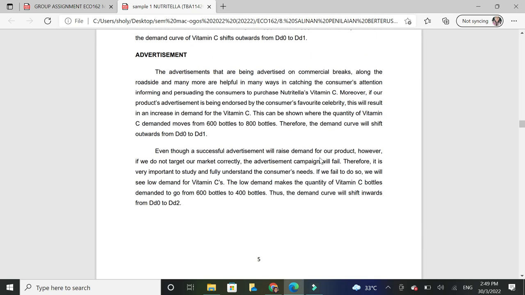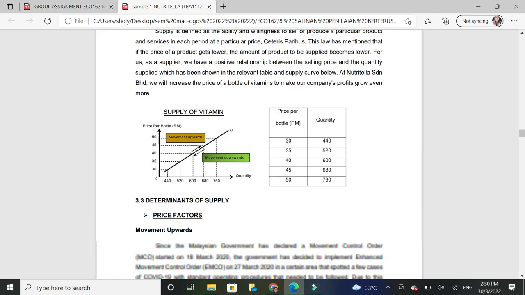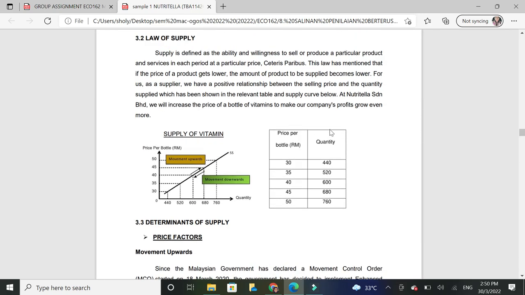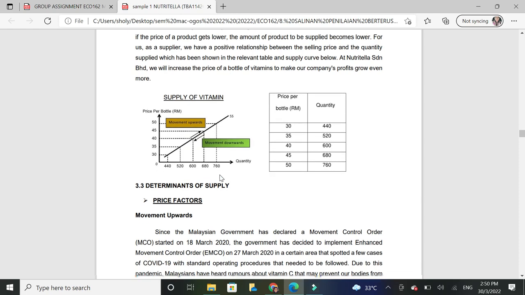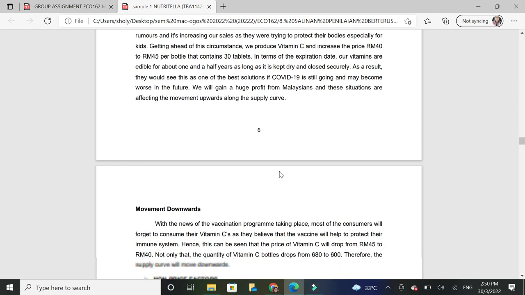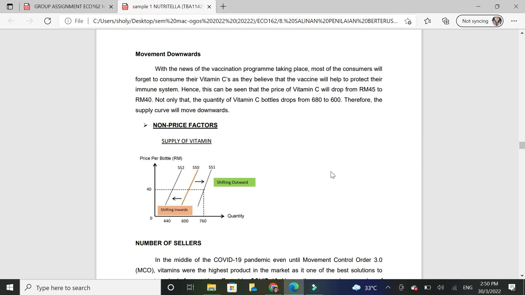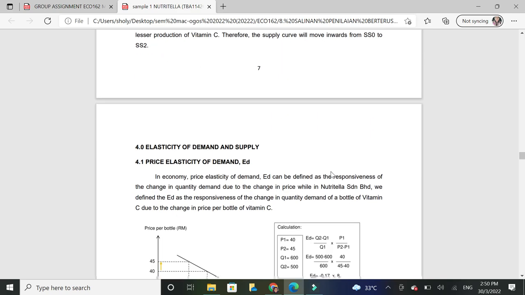I bet some of you might pause my video and copy the wording there, but don't do that. If I see any wording the same as the assignment, I will assume you don't have effort. Okay, so for demand and supply, make sure you determine the prices, the quantity to be sold or to be demanded by your buyer, and then you draw a diagram and explain a bit about the factors. So that's it for topic 2.